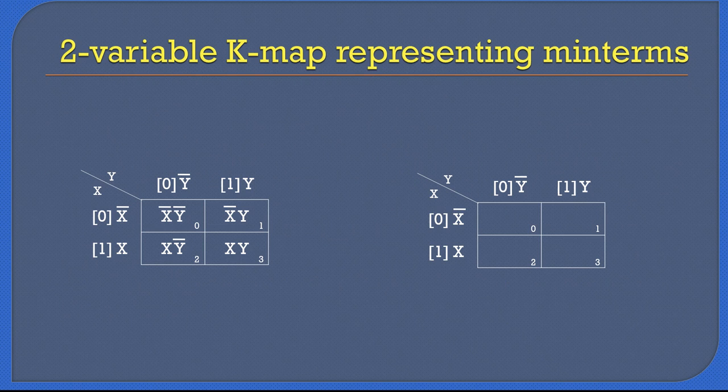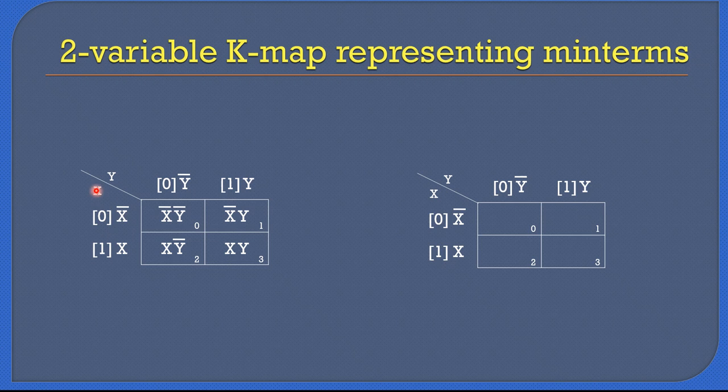It is a 2 variable K map representing min terms. First you have to understand what this K map is and how to design it. Since it is a 2 variable map, x and y are the 2 variables. This is x and this is y, that is, the left side part is x and the top part is y. It's the same as your Excel sheet where you have row and column labels, and you combine both to make a cell address.